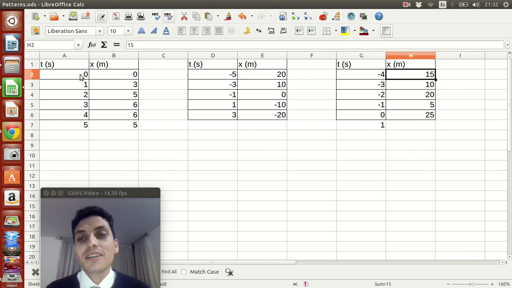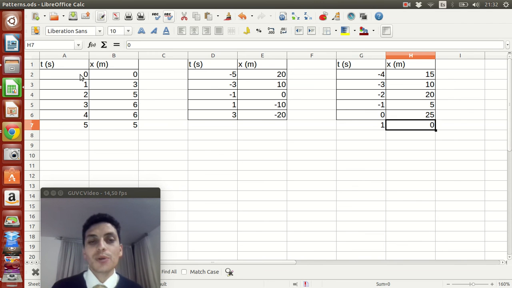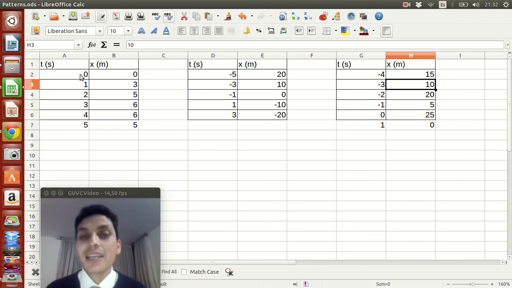Again, let's see. 15, decrease 5, increase 10, decrease 15, increase 20, decrease 25, 0. That will be the pattern. Is it a linear function? No, it's not a linear function, but it follows a pattern.